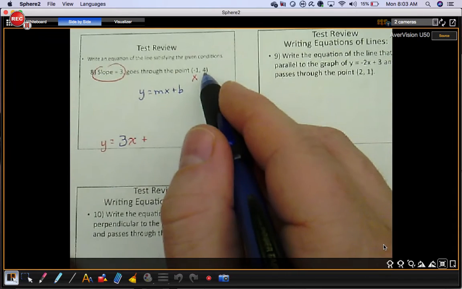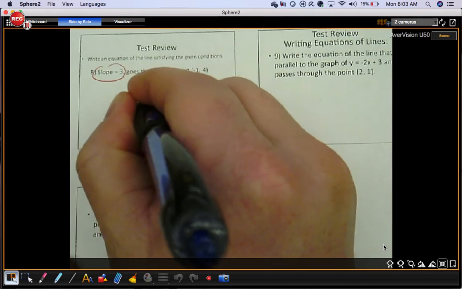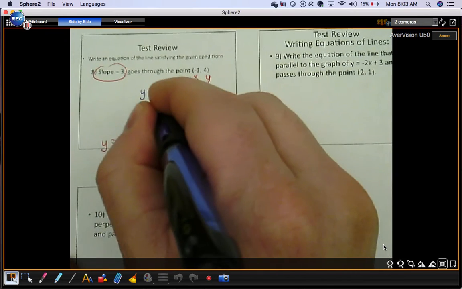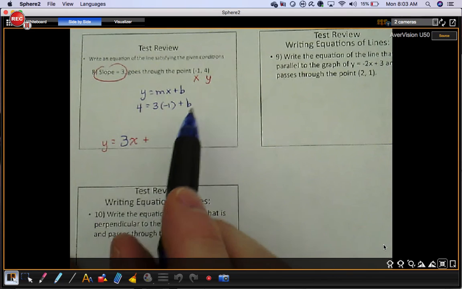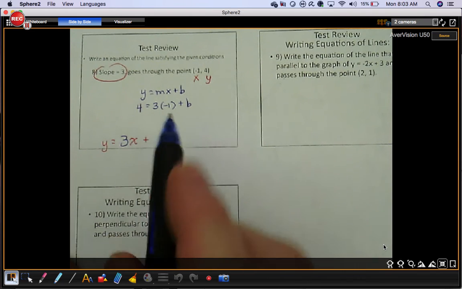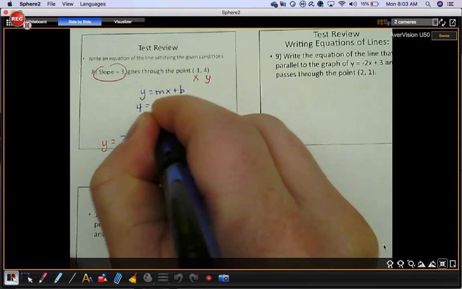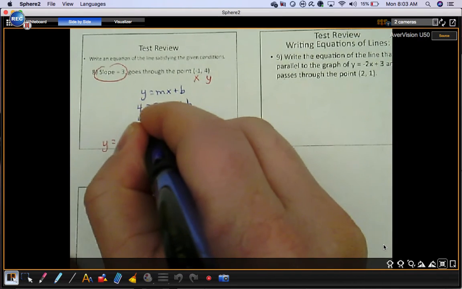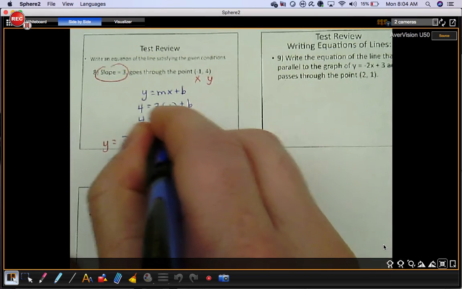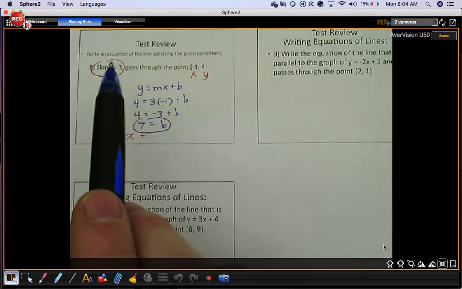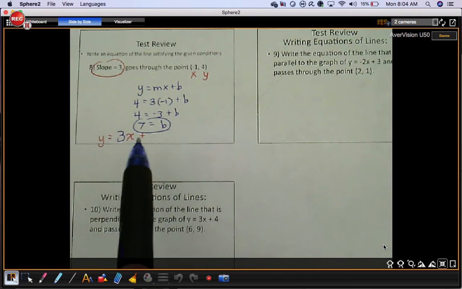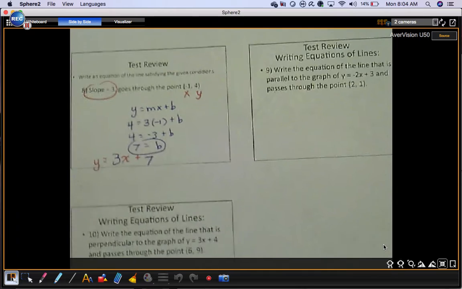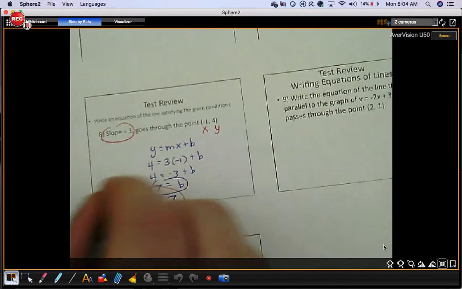So our y value, notice, is positive 4. Our m value is positive 3. Our x value is -1. Solve for b. 3 times -1 is -3. Add 3 to both sides. We just solved for the y-intercept. You need the slope, you need the y-intercept, you got them both. That 7 goes right there. This is your answer.